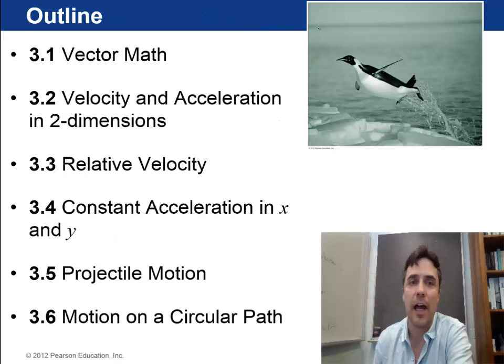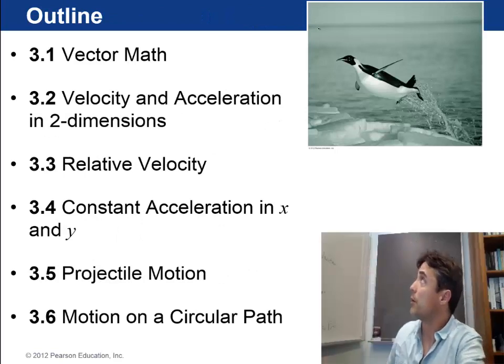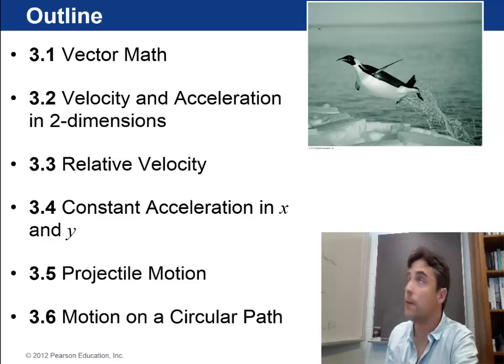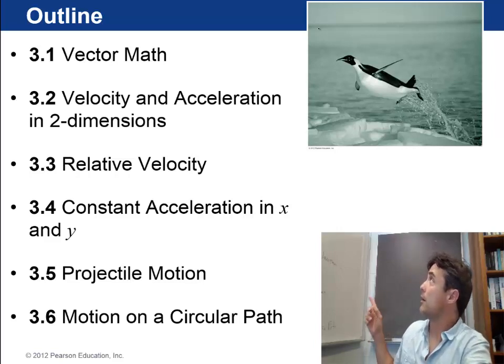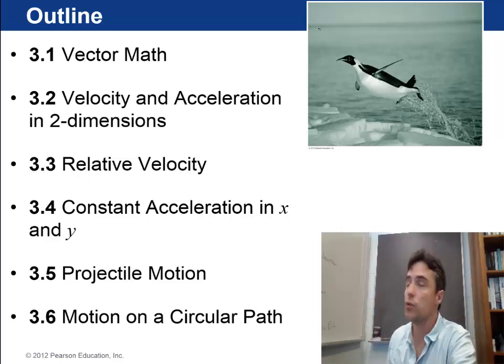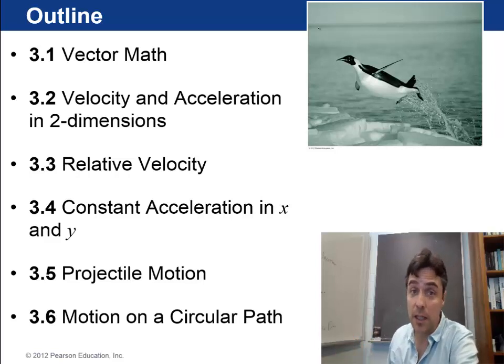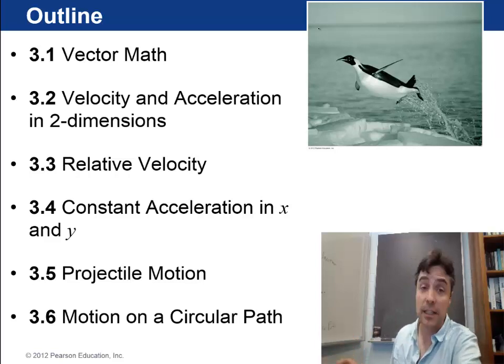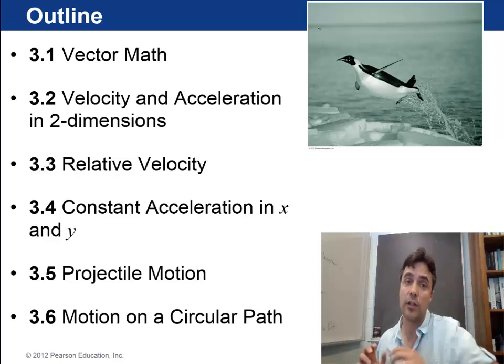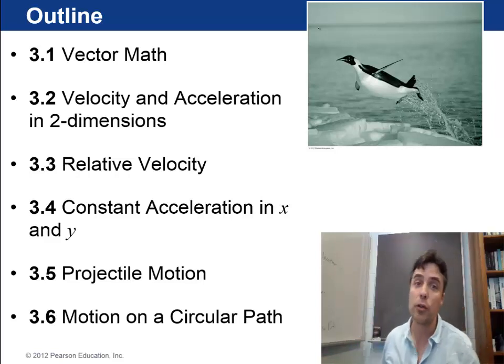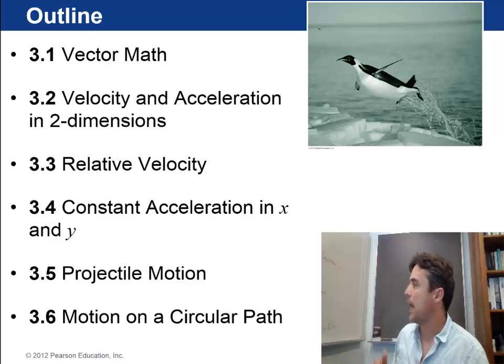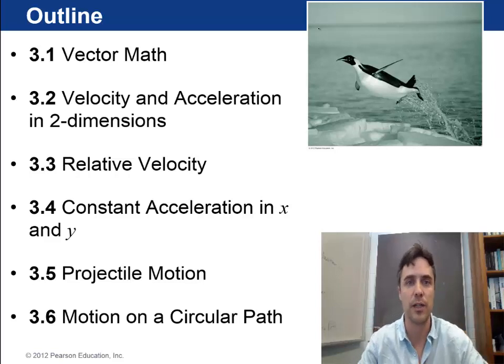Here we have an outline for today. We're going to start off with Section 3.1 on vector math, then velocity and acceleration in 2 dimensions. We'll get on to relative velocity, constant acceleration in x and y, and a very good example of that is projectile motion, which has constant acceleration in the y direction. And then lastly, motion on a circular path, section 3.6.